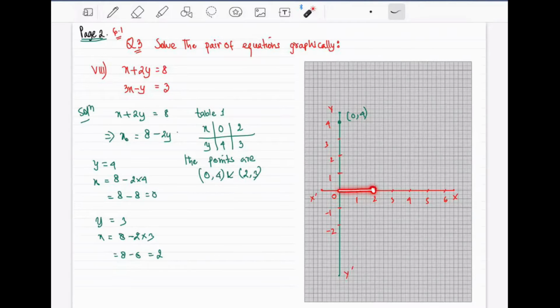So go 3 points up. 1, 2, 3. So 2 points on the x-axis, 3 points on the y-axis. Here it is, right? So here is your point. What is this point now? This point is (2, 3).